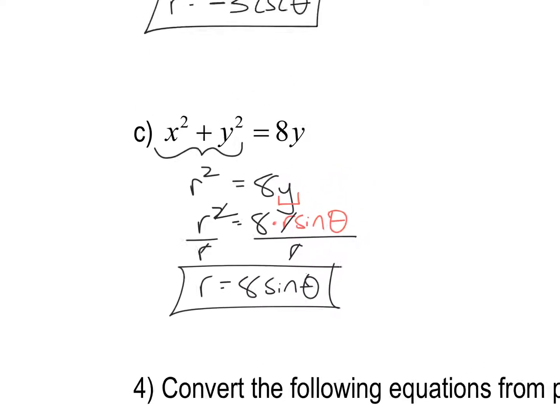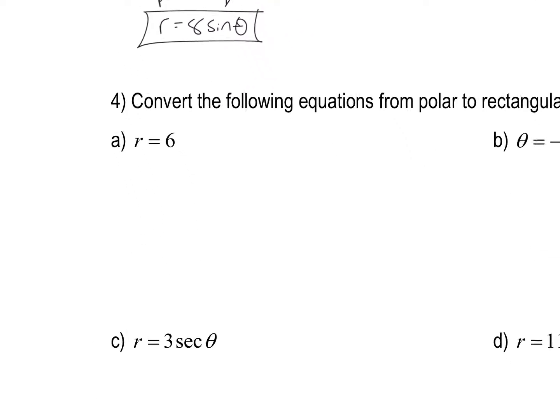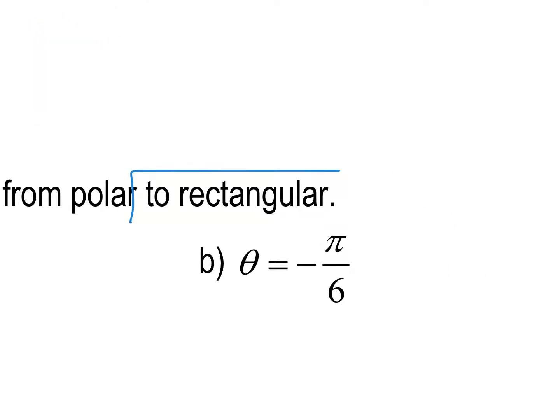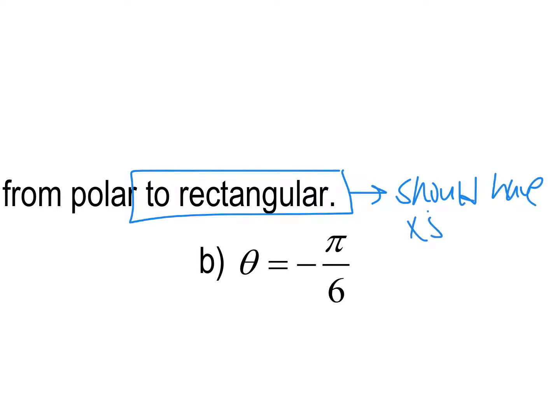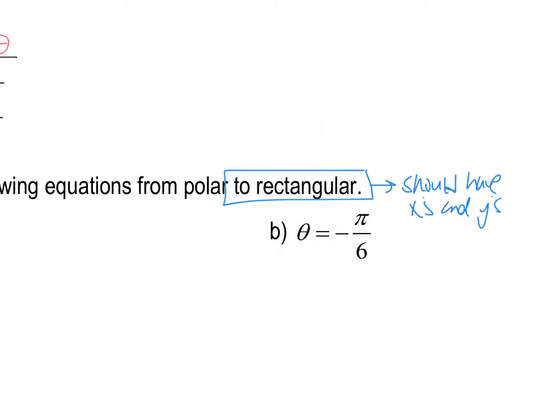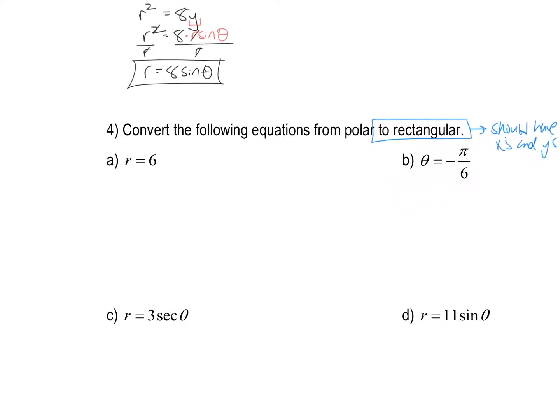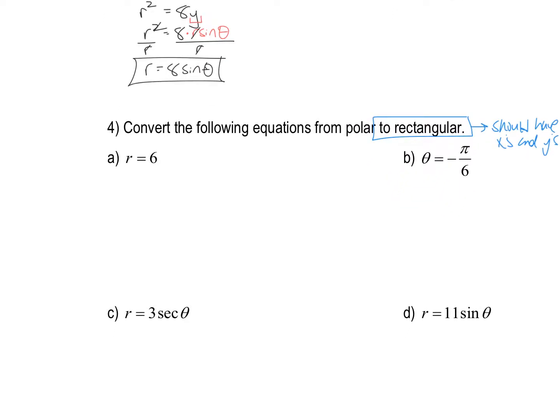Okay, just a couple more that I wanted to look at, going from polar to rectangular. So remember, if you're in rectangular form, you should have x's and y's. That means you should not have r's and thetas in your final answer. That's just one thing to be thinking of before you think you're finished. Okay, I'm going to show you a couple different strategies.